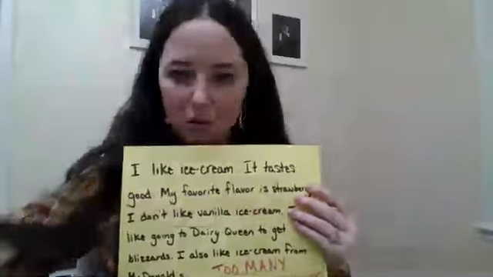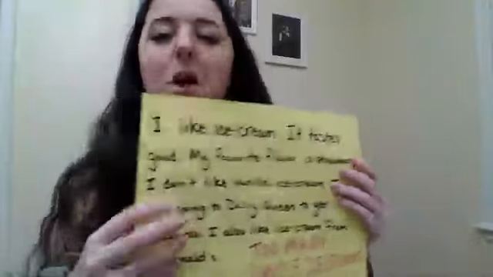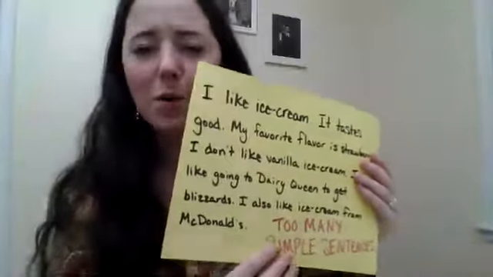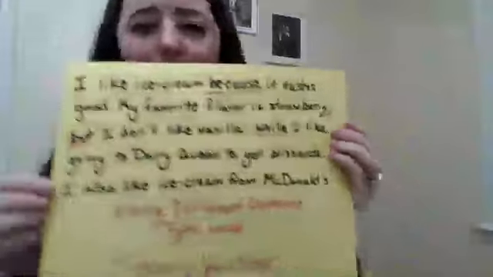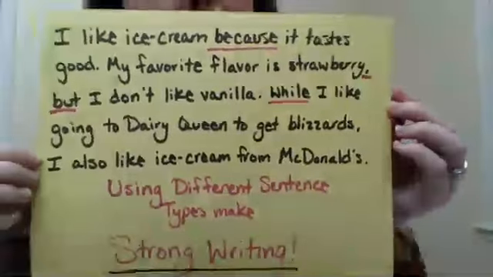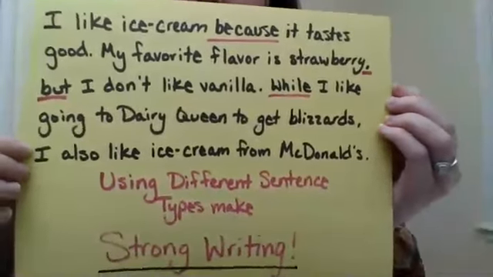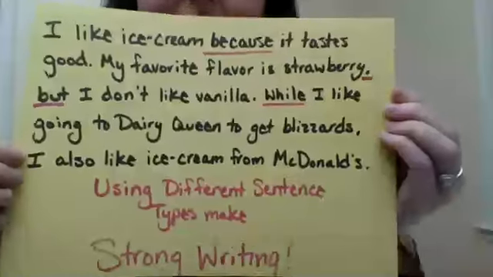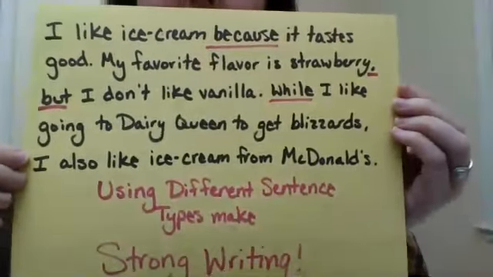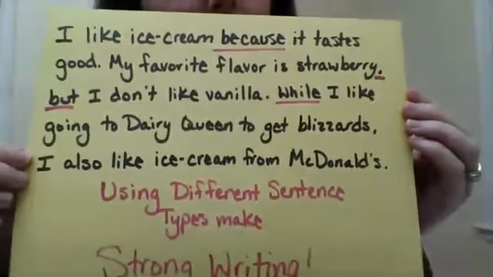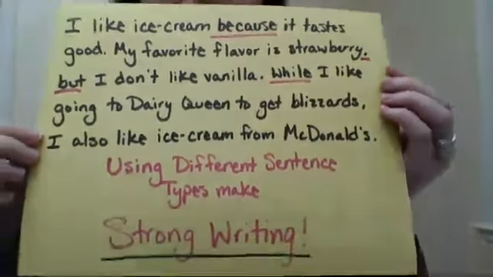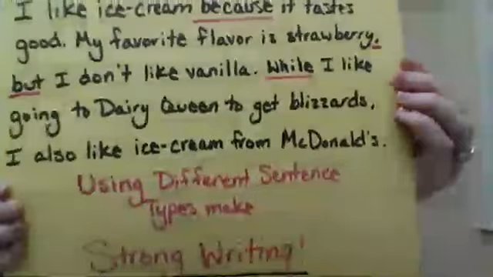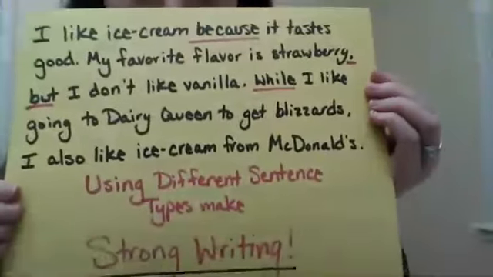is flat all the way around. Okay, we need some carbonation. Make this some soda. Make it pop. Okay, so turn it around. We got something better. I like ice cream because it tastes good. My favorite flavor is strawberry, but I don't like vanilla. While I like going to Dairy Queen to get blizzards, I also like ice cream from McDonald's. Okay, so using different sentence types makes strong writing. It's obvious as you can see, okay?